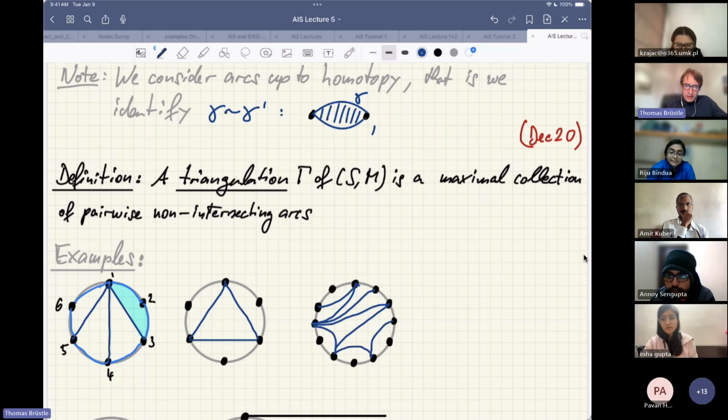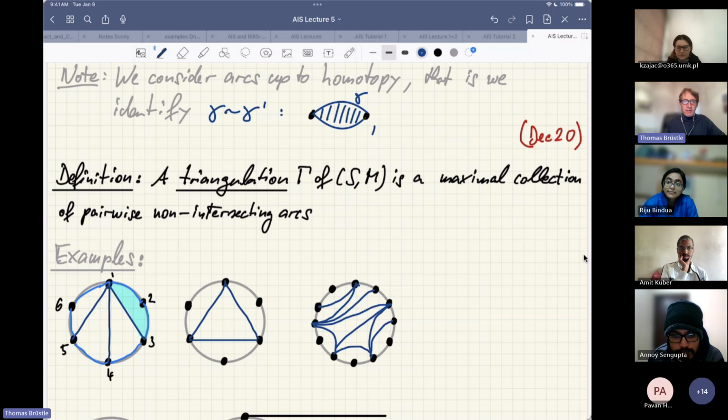We are not yet there, right? I mean, there's still a quadrilateral, so I need to introduce one more arc. Let's go like this, and then I believe I have a triangulation. Okay, and this is important, you can start with any arc between any two marked points, and then you just continue to add more and more arcs until you cannot add any more, and then you have a maximal collection and you have a triangulation. So every arc can be kind of embedded or extended to a triangulation. Every arc is part of some triangulation of that marked surface.